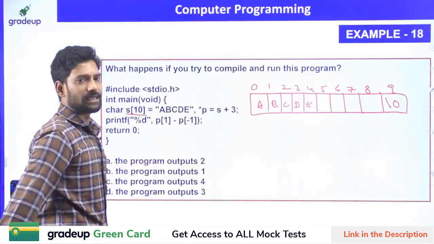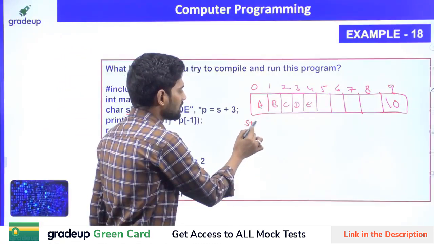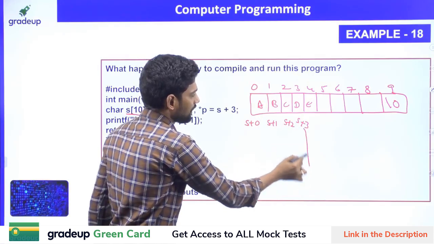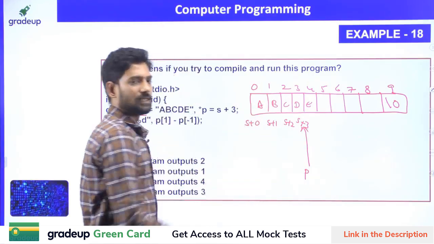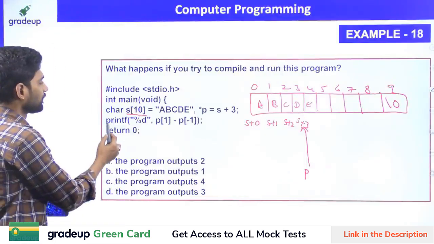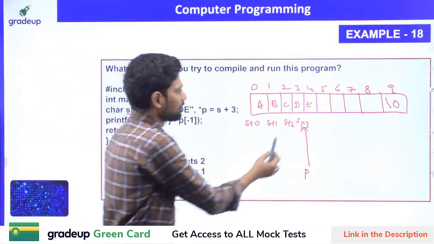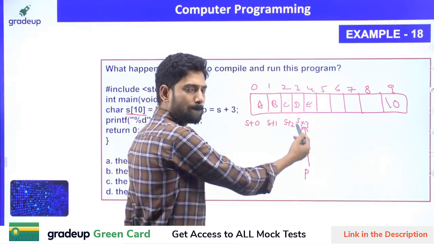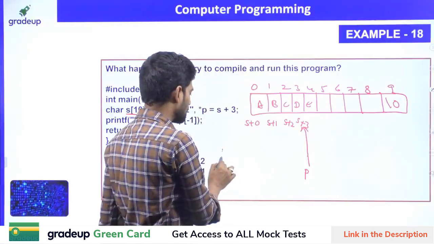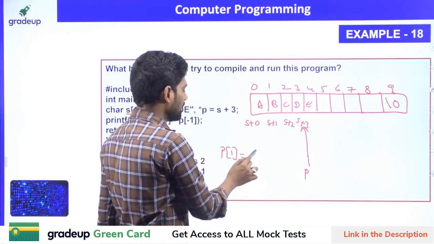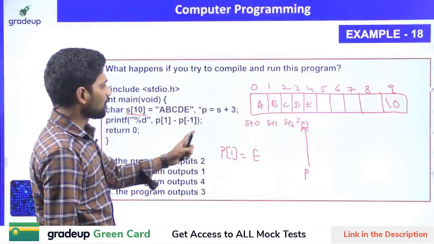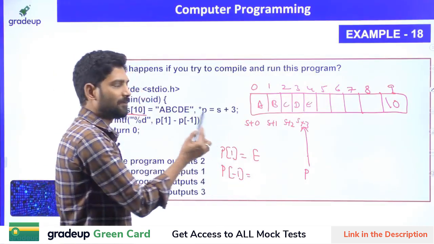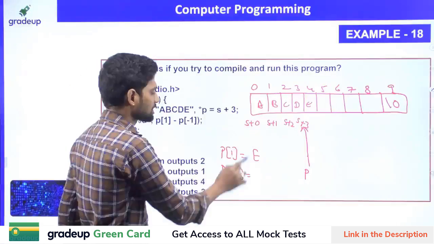*p = s + 3. When this is s+0, this will be s+3. So p is pointing here. Print p[1]. What is p? If this is p, what would be p[1]? Value at p plus 1. So p[1] will be e. p[-1], previous value at previous address, that is c.